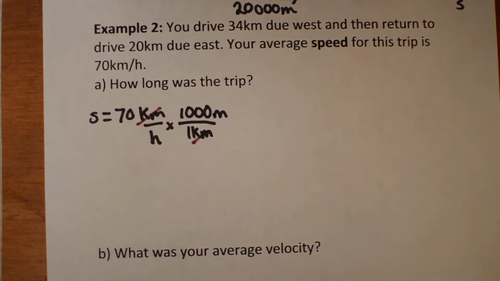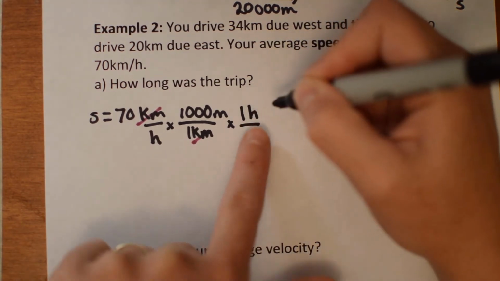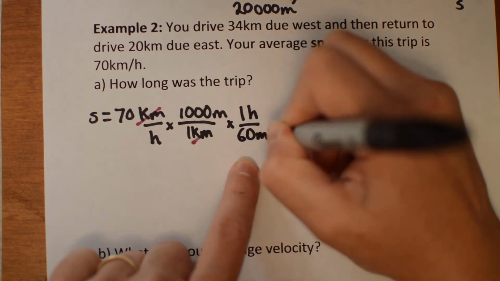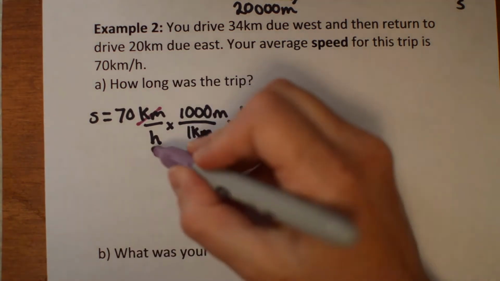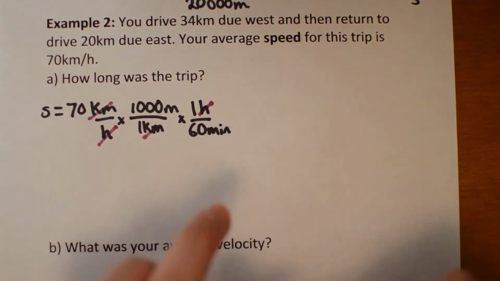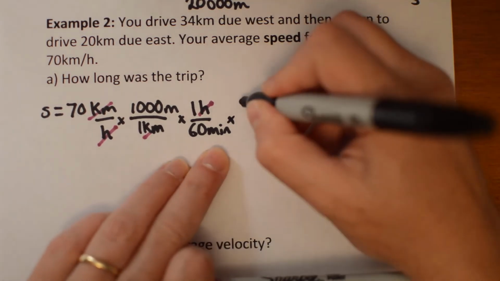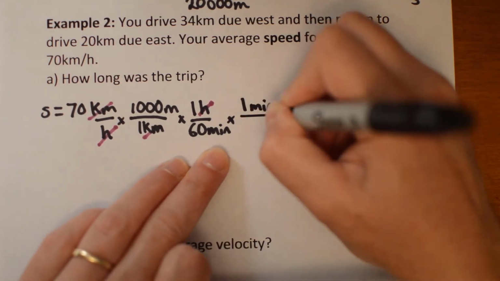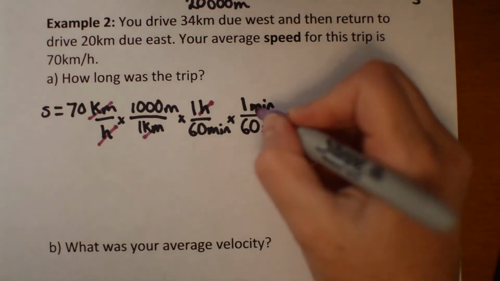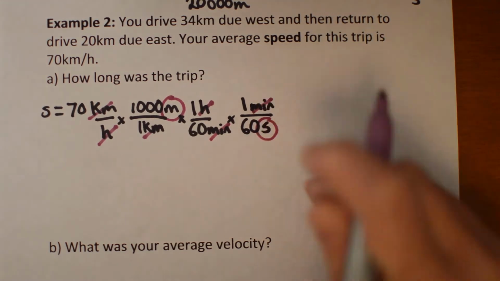Next, I need to cancel the hours. So I have hours on the bottom here. So I'm going to need to put 1 hour on top in order to cancel them. 1 hour is equal to 60 minutes. That cancels my hours. I'm not quite there yet. I need meters per second, not meters per minute. So I need to get rid of the minutes, which is on the bottom. I put 1 minute on top. A minute is equal to 60 seconds. Seconds on the bottom. Cancel the minutes, and I'm left with the units I want, meters per second.